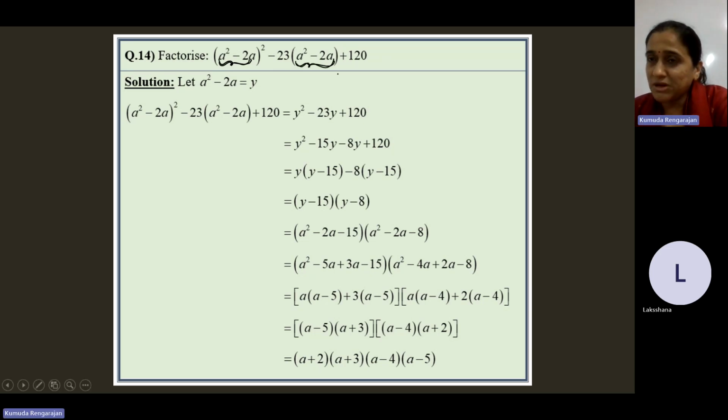So to make the expression look simpler, we replace a squared minus 2a with y. All right?